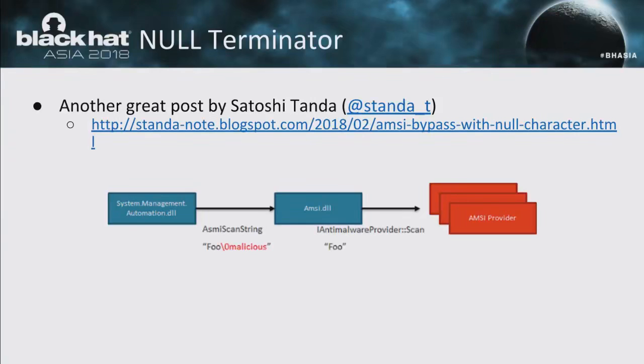What he found out is that, as we all saw, PowerShell uses AMSI scan string, and AMSI scan string assumes that you're passing to it a null terminated string. So that means that if you put a null terminator inside of your script, AMSI will not scan past that null terminator. And so what he did was he created a little command that contains something benign, a null terminator, and then something malicious, and that thing completely bypassed AMSI.